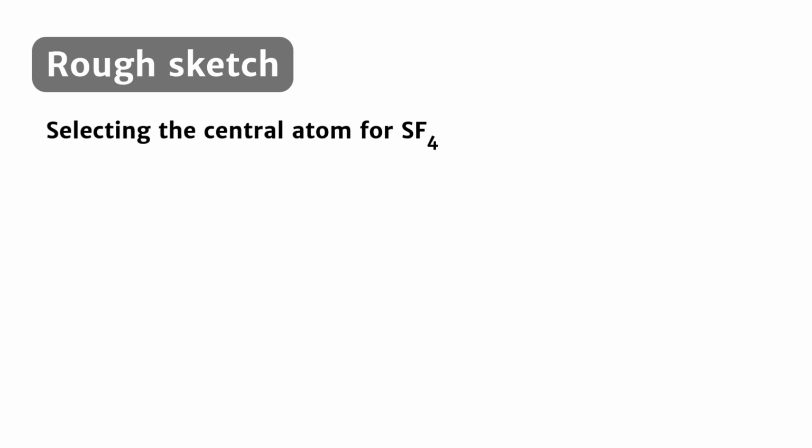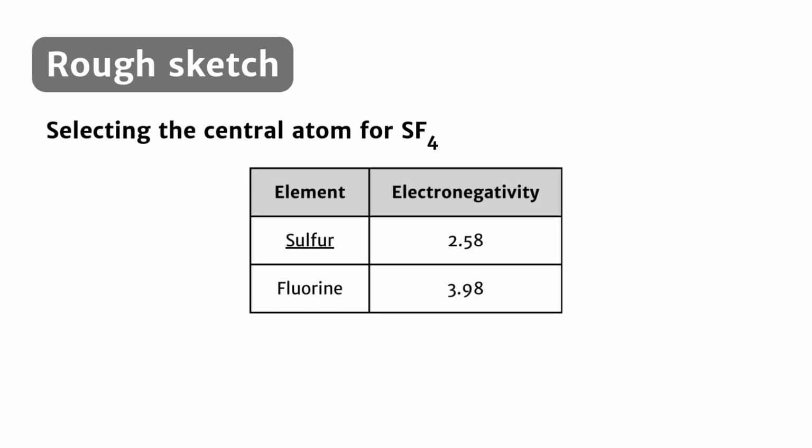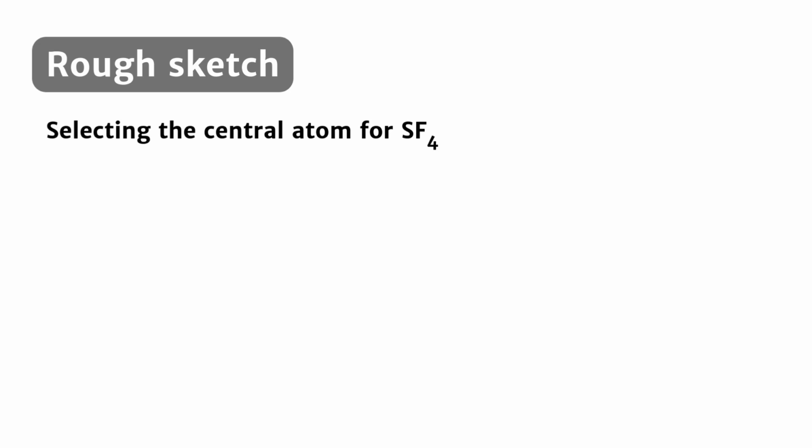To determine the central atom in SF4, we place the element with the lower electronegativity at the center. Since sulfur has an electronegativity of 2.58, which is lower than fluorine's electronegativity of 3.98, sulfur is chosen as the central atom. Thus, in the rough sketch of SF4, we place the sulfur atom at the center and arrange the 4 fluorine atoms around it.